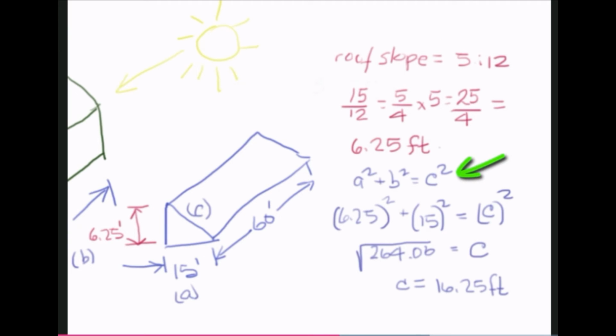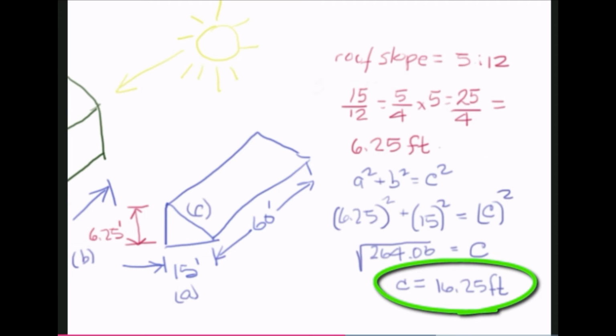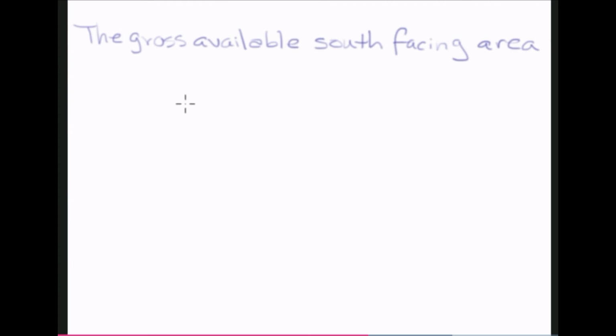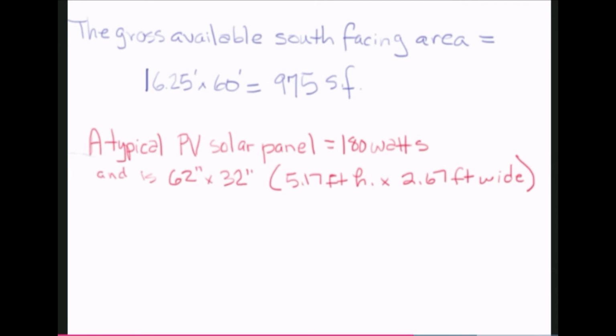Using the identity, the slope dimension works out to be 16.25 feet. Once we know that dimension, 16.25 feet, we can multiply that by the 60 feet long roof and come up with the area of the pitch roof. This calculation works out to be 975 square feet.